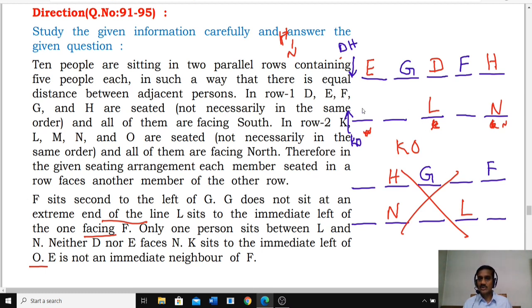Then K is to the immediate left of O. K is here, O is here. Then K, L, M, N, O. This is how these 10 persons were seated in two parallel rows.